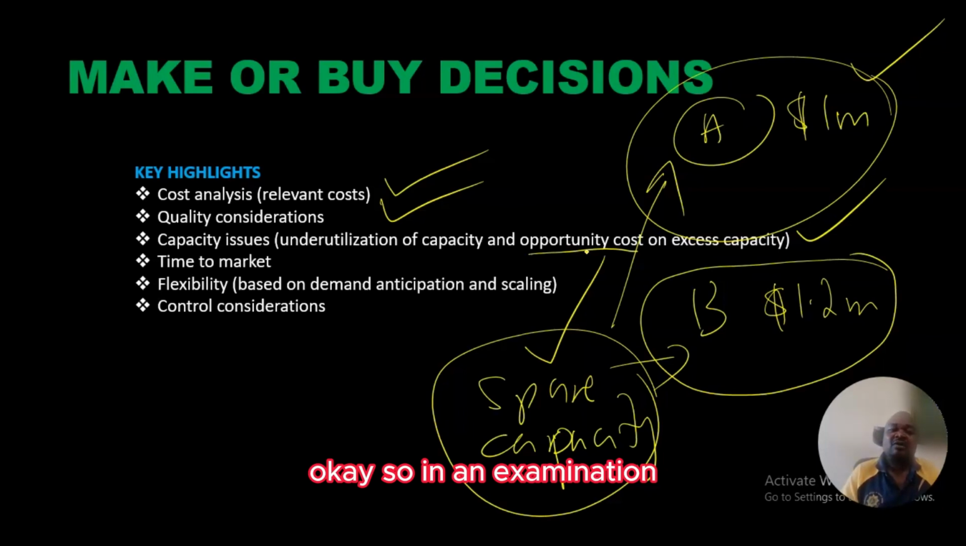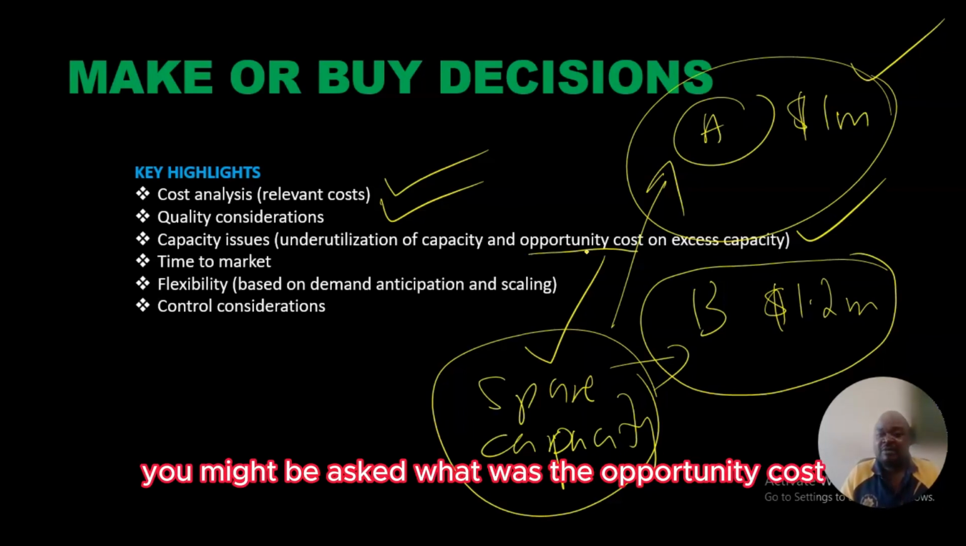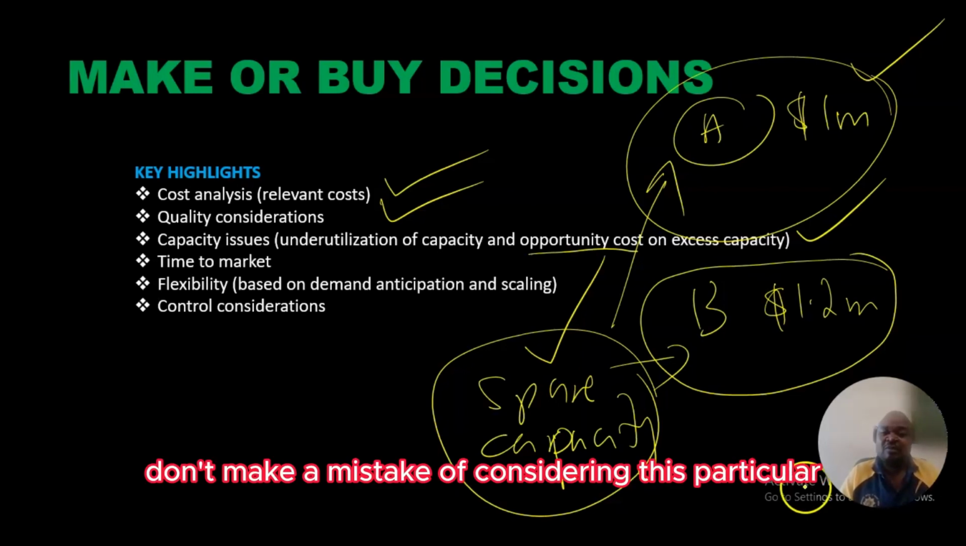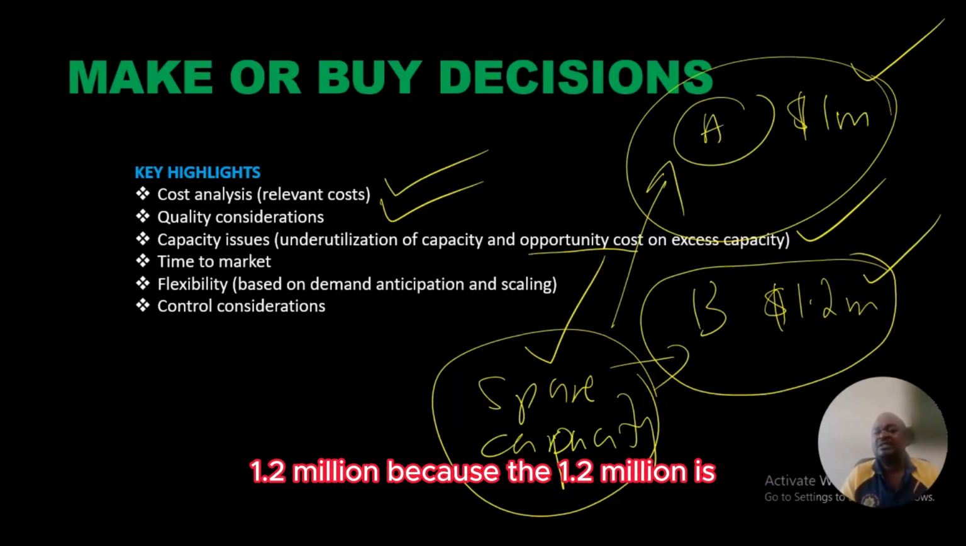So in an examination, you might be asked, what was the opportunity cost? Don't make the mistake of considering the 1.2 million, because the 1.2 million is a contract that has already been part of the business, so it is irrelevant. The only revenue that is relevant there is the 1 million.